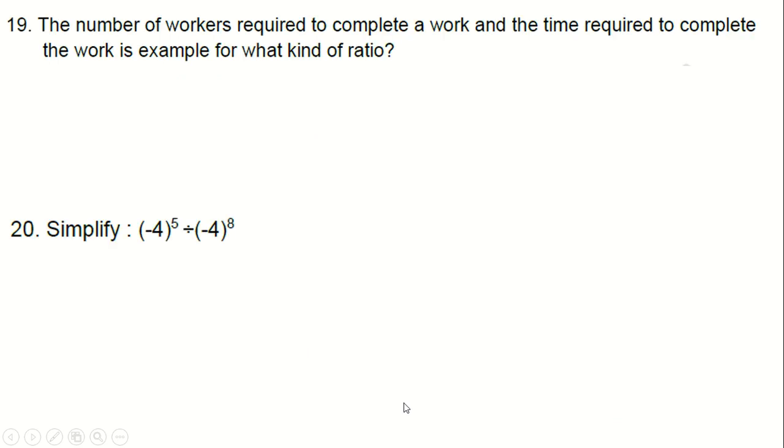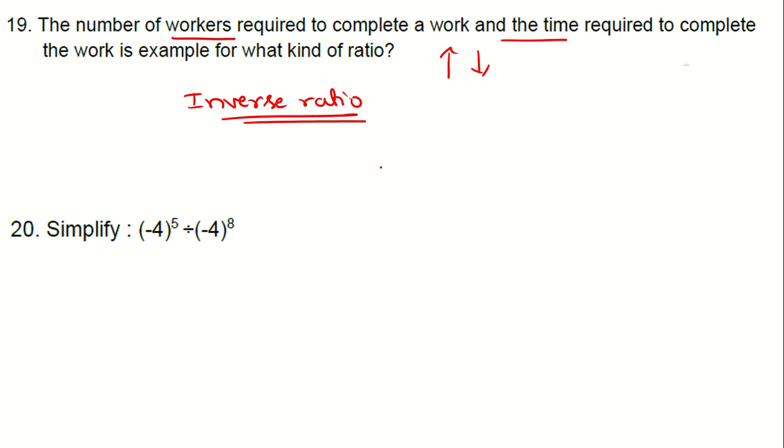So then we move on to the next one. The number of workers required to complete a work and the time required to complete the work is an example of a kind of ratio. If the number of workers is increased, the time decreases. If one quantity increases, then the other quantity decreases. This is the example for inverse ratio.